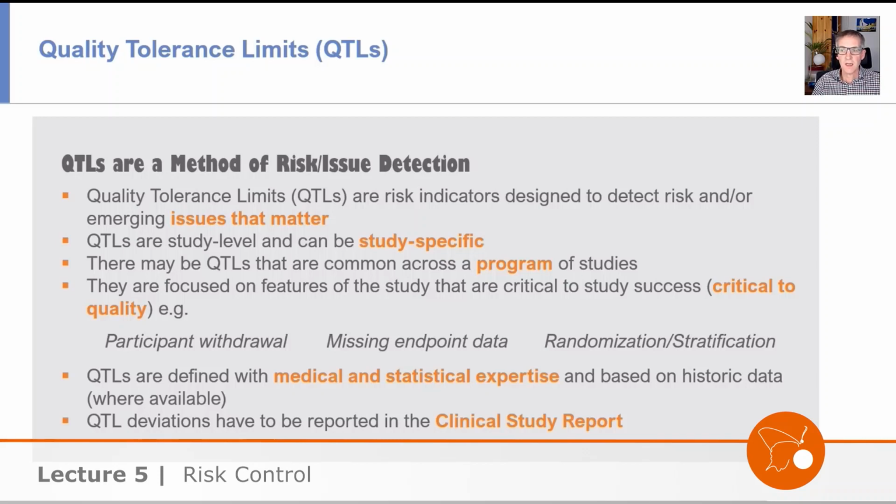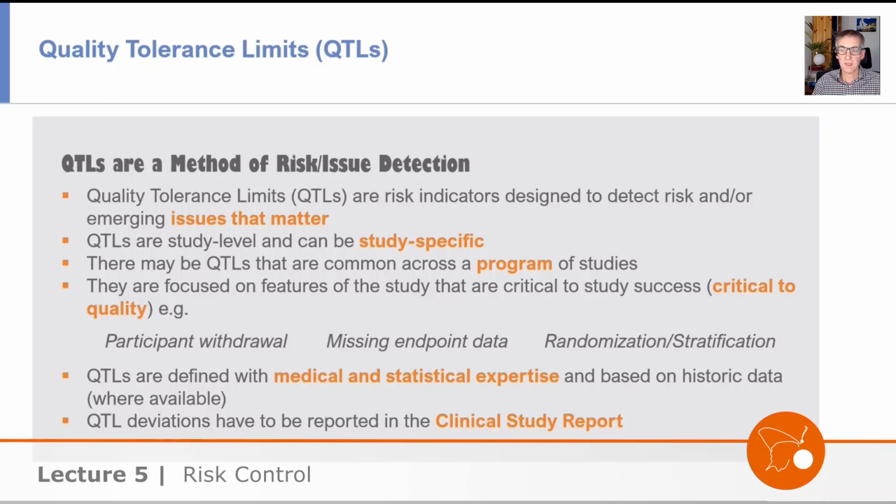So they're study level, and you can certainly have study-specific quality tolerance limits, but often there may be QTLs that are used commonly across a program of studies. So for one molecule, for instance. And why might that be the case? Well, because these are focused on what's really important, what really matters for the individual studies, and then overall, actually, if you think about it, for the overall program.